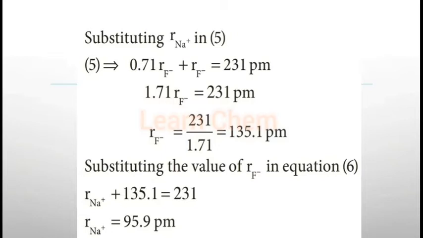Now simply substitute this value in the first equation. So radius of cation plus 135.1 is equal to 231. So the radius of sodium ion is equal to 95.9 picometer. Okay, this is the method Pauling used to determine the ionic radius.